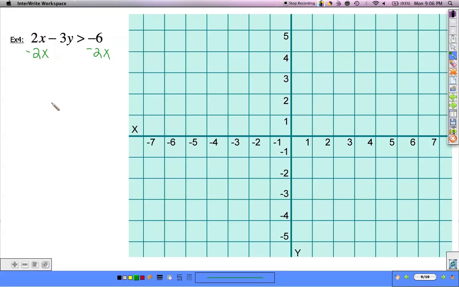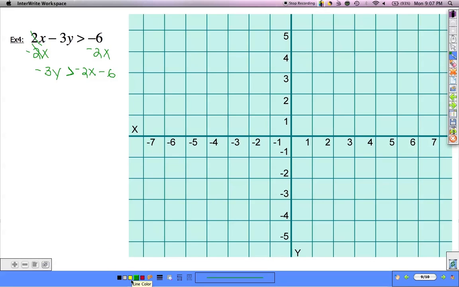When I do that, I have 2x minus 2x. Those are going to combine to 0, and I'm just going to bring down the negative 3y. I'm still going to keep the sign as greater than because I didn't multiply or divide by any negative numbers. I just subtracted. And I want to write this as negative 2x minus 6.